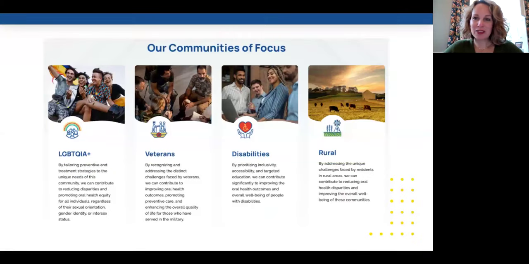We have 4 communities of focus here at AIDPH. That includes LGBTQIA+ people, veterans, people with disabilities, and people living in rural communities, which of course is the focus of this seminar series that we're doing today. Can head to the next slide.